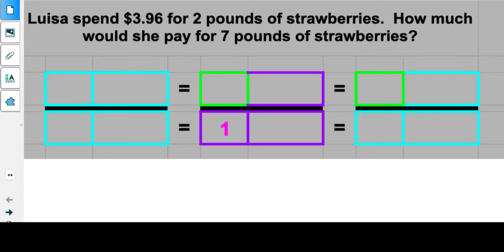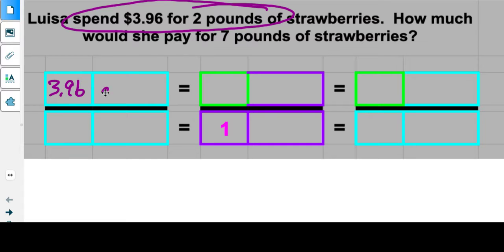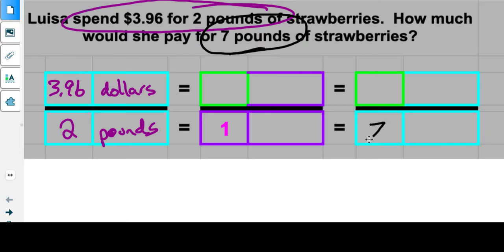It said Louisa spends $3.96 for 2 pounds of strawberries. How much would she pay for 7 pounds of strawberries? So just like our other problems, we always start with the rate. What did they tell us? Well, they told me it's $3.96. So this is in dollars for 2 pounds. And you're going to type this into the boxes on your screen. We want to know how much it is for 7 pounds. So that's what I'm aiming for over here.